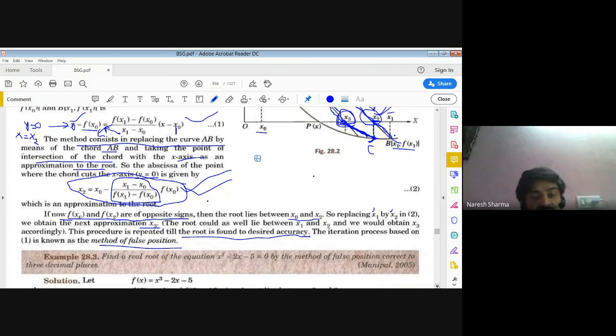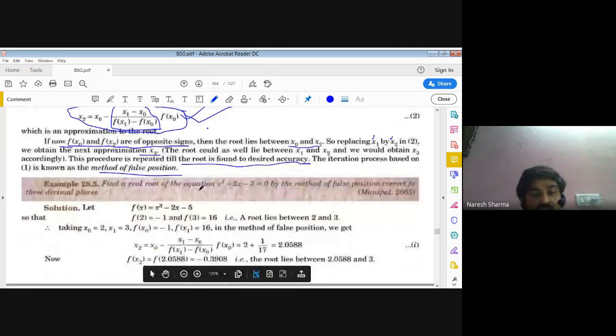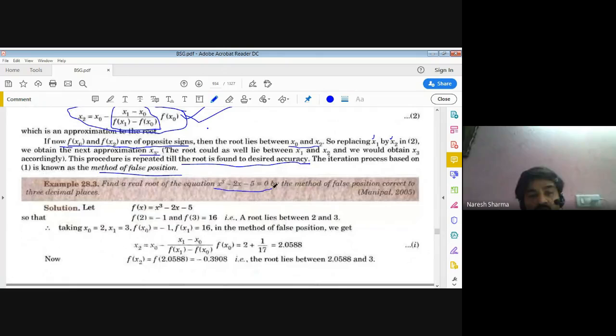So we may discuss one example based on this. Our statement is: find the real root of the equation x cube minus 2x minus 5 is equal to 0 by the method of false position, correct up to 3 decimal places. Keep in mind, when you go for 3 decimal places, you should do your calculation at least up to 4 decimal places, just to minimize round-off error.